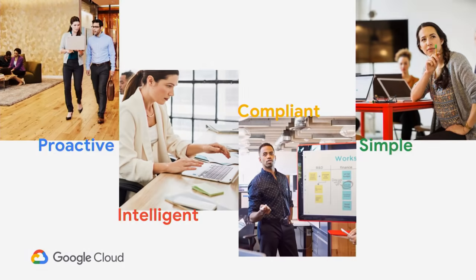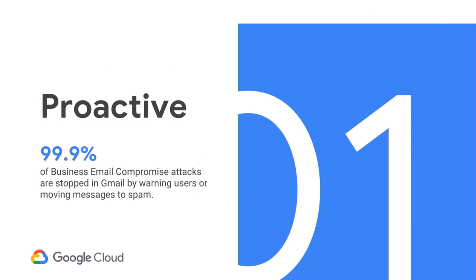So as we're building products inside of G Suite, we think about it in a couple of different buckets: proactive, intelligent, compliant, and simple. What I'm going to do today is take you through each of these areas of work inside of G Suite, and then please feel free to ask questions, and we can dive into any area that we need to a little bit more. Proactive, I think, is one of the most important ones.